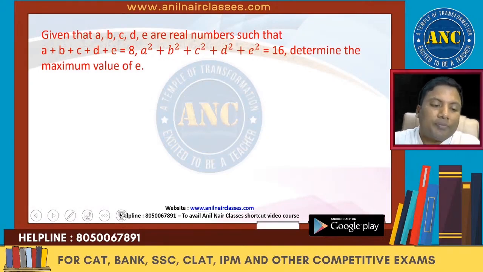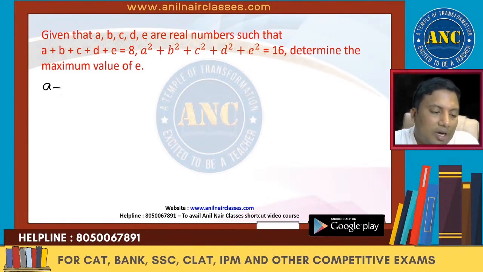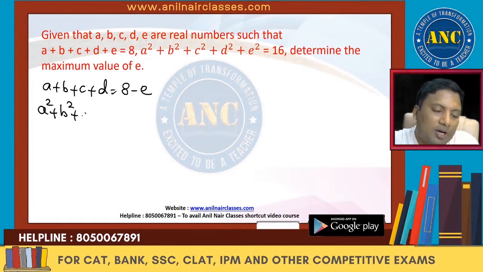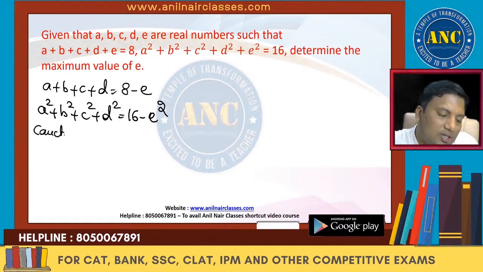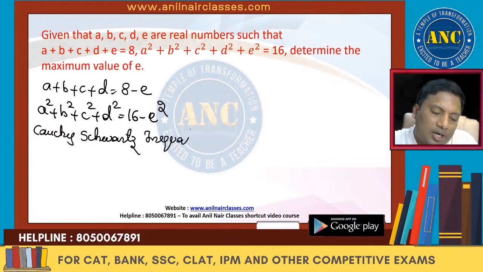Next one. Given that a, b, c, d, e are real numbers, a plus b plus c plus d is 8 minus e, and a square plus b square plus c square plus d square is 16 minus e square. Find the maximum value for e. Now we will use Cauchy-Schwarz inequality so that we get the answer in less time.